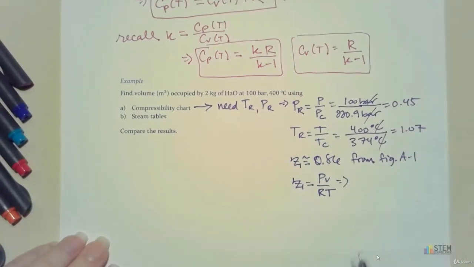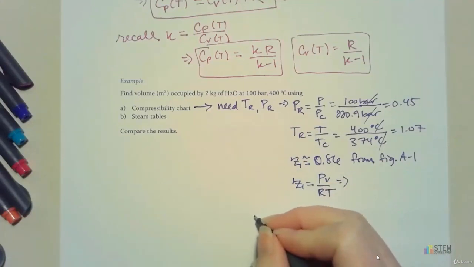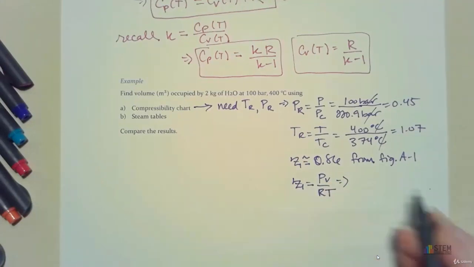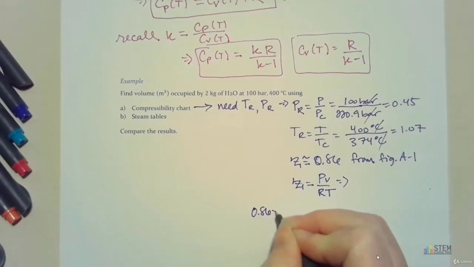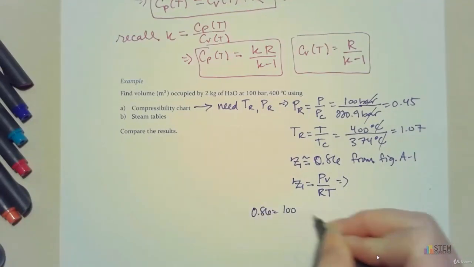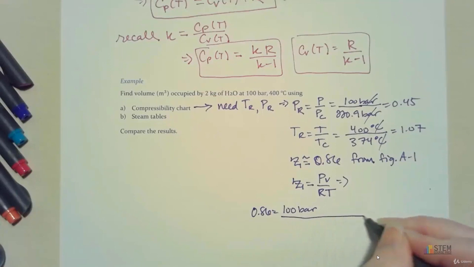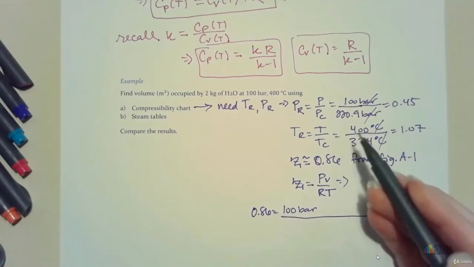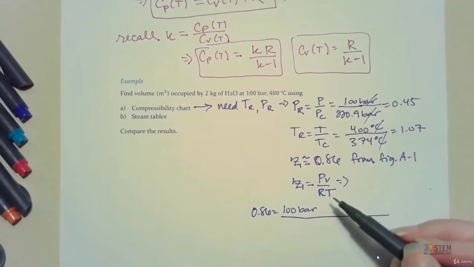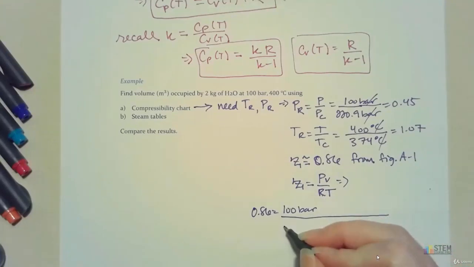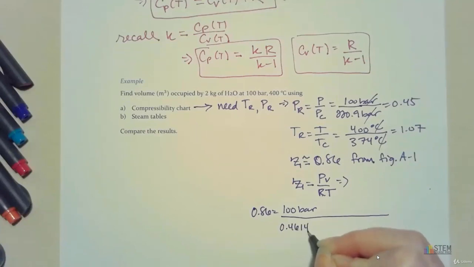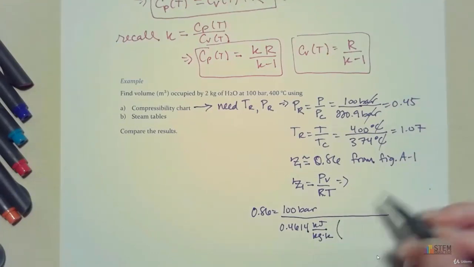I'm going to come down here on this next line and finish this because we're going to have some unit conversions. So this isn't enough room. We're going to have 0.86. That's going to be equal to our pressure, which is 100 bar. And before I finish the top, let's go down here in the denominator. We're going to have R times T. The R value we need for water is going to be 0.4614. Those units are kilojoules per kilogram Kelvin. Our temperature, we are at 400 degrees Celsius.